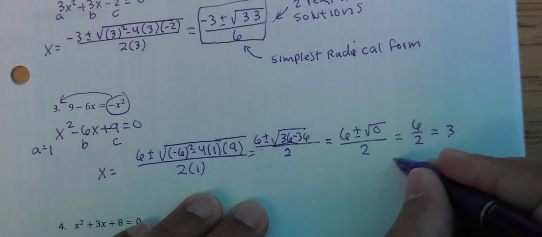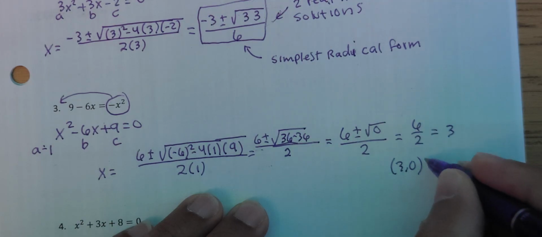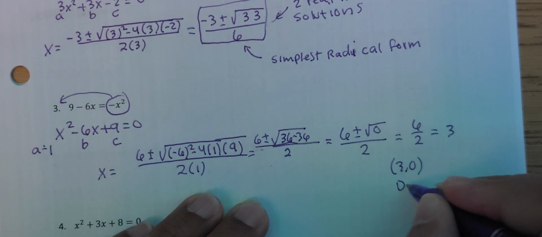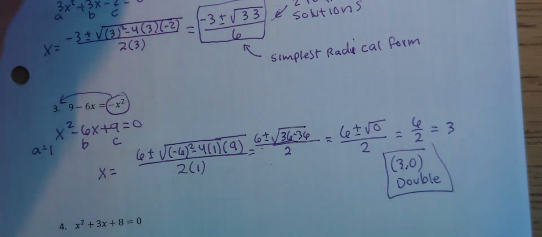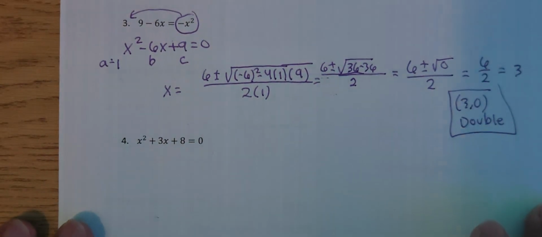So the solution for this one is 3, but we only have 1, which means this has to be a double solution. And that's all for this example. All right, next one, the last example.